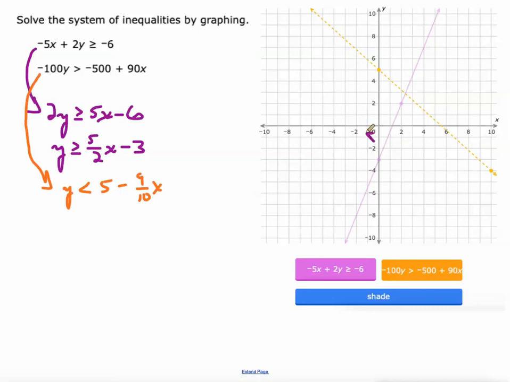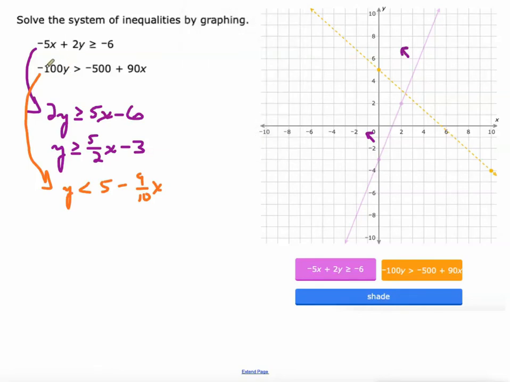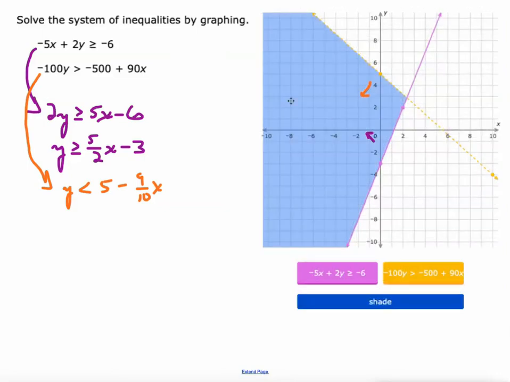Okay, as far as the orange one goes, if you plug 0 in there, you'll get 0. If you plug 0 in on the right, you'll get -500. Is 0 greater than -500? It actually is. So that would be this side. So the part where they overlap, where both arrows are pointing, that's going to be our solution set right there. This portion over here shows all the solutions to this system of linear inequalities.